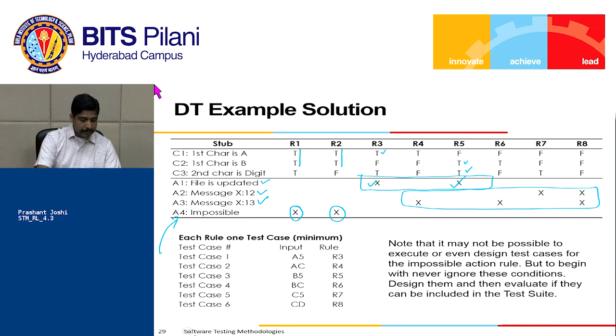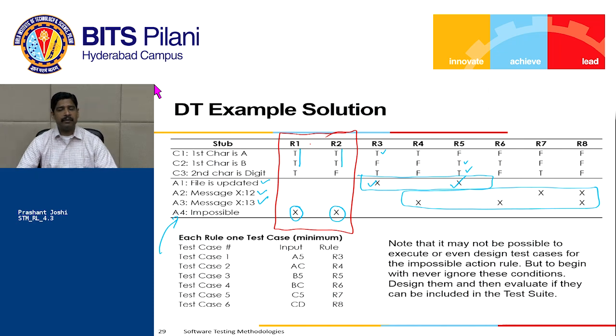The test cases which are marked in a different color, or the rules that are marked in red color right now, you'll not be able to simulate them at all. So this do not become test cases at all, if I consider every rule as one test case. So test case 1 comes out of rule 3, which is A5. First character is A, it has to be A. Second character is a digit is false. Now second character is a digit is false could mean that it is a non-digit.